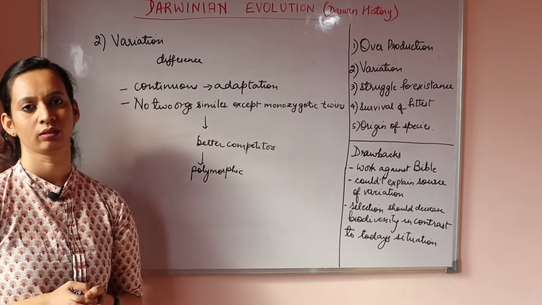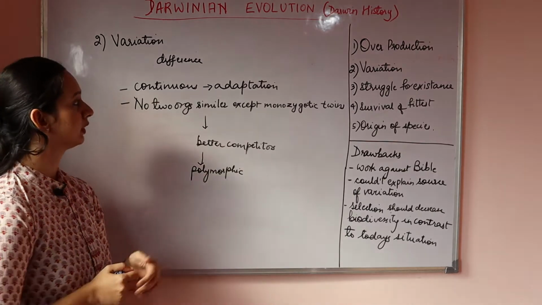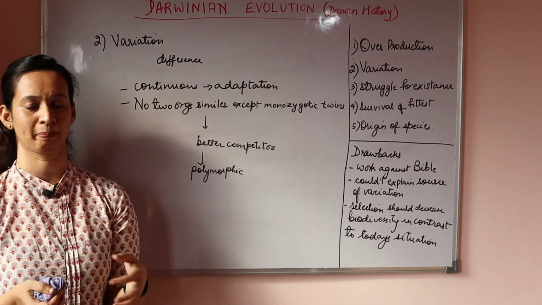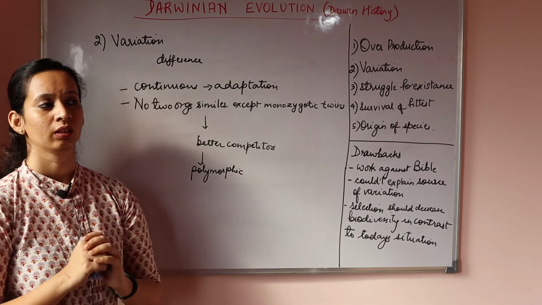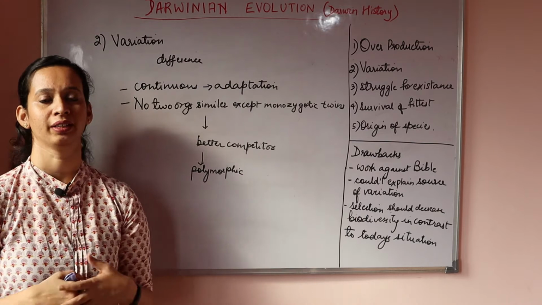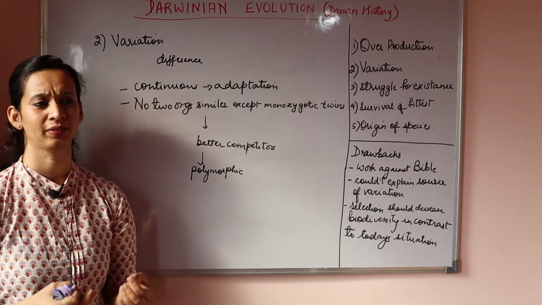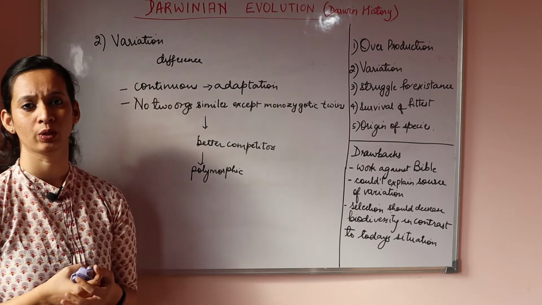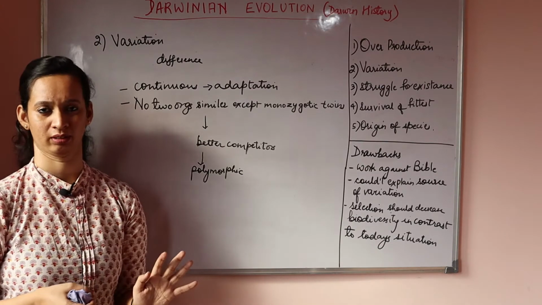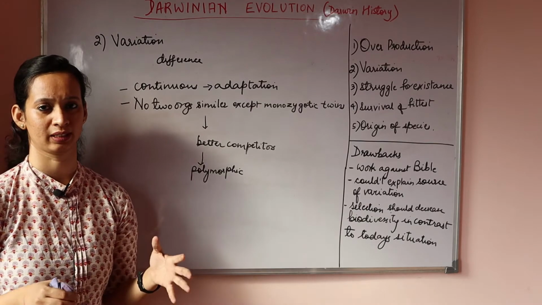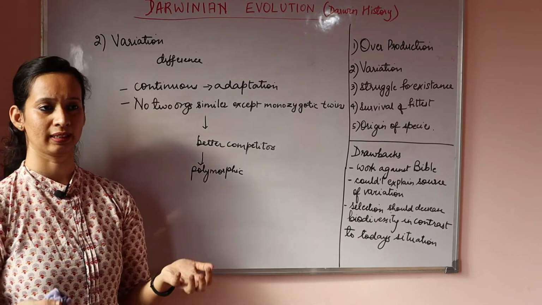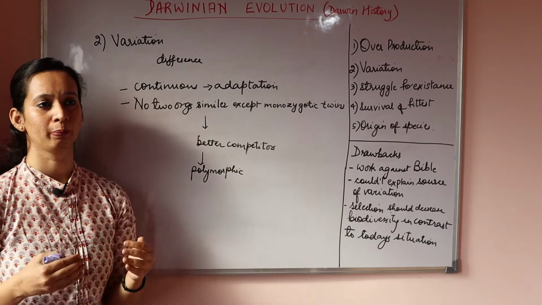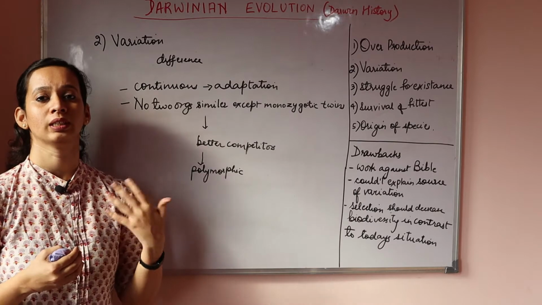Now moving on to the second postulate. The second postulate is variation, and variation, as the term suggests, means difference. All of us are different. That means we have some kind of variation. Even if you see twins, unless they are monozygotic twins, they will be different. Their genetic makeup, everything is different. Now, why is this difference necessary? It is because this difference is what contributes to the adaptation of species.